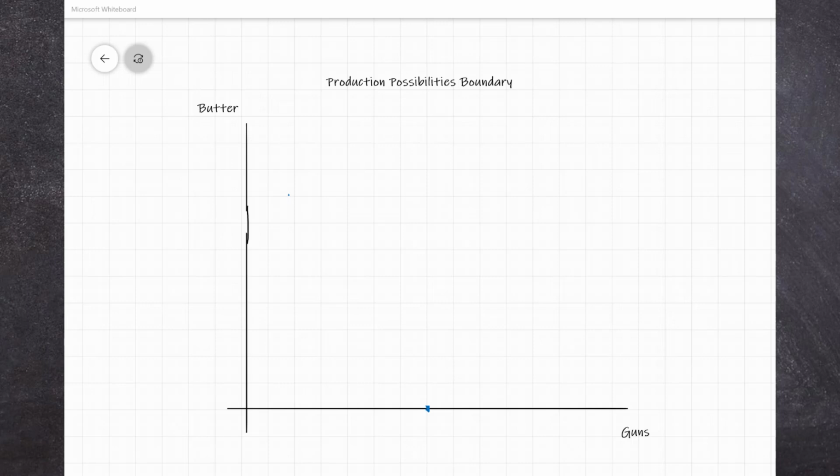So let's look at this production possibility boundary using a classic example where there's a society that's choosing between producing two different types of goods, guns or butter. Guns here represents military goods, while butter represents civilian goods. And what this production possibility boundary is going to do is show us all the different combinations of these goods that our society can produce. Not necessarily which one we're going to produce, but what can we produce.